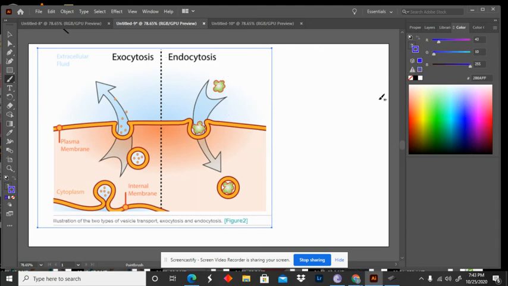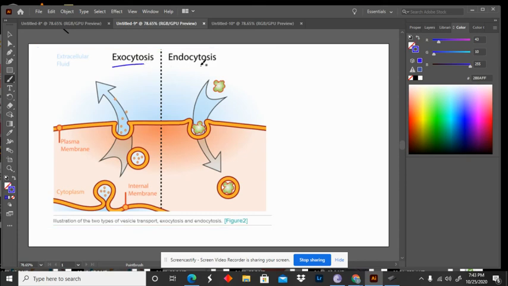Those two processes are called exocytosis and endocytosis. And I wrote this in the notes, but exo, or root, I know a lot of you like roots. Exit, outside, like exoskeleton. And then we have endo, inside.